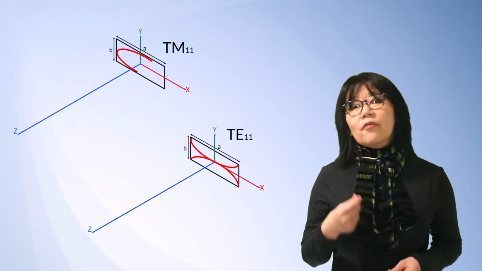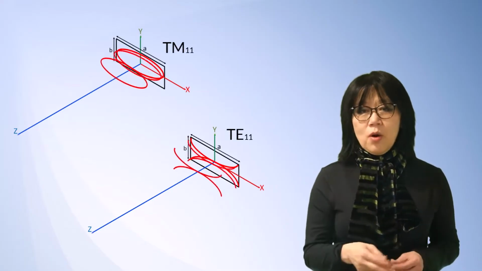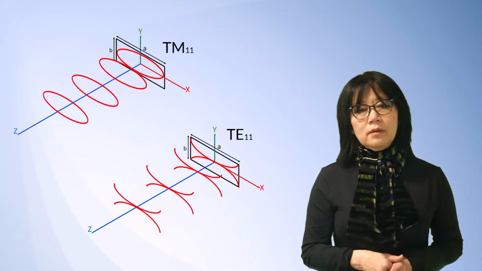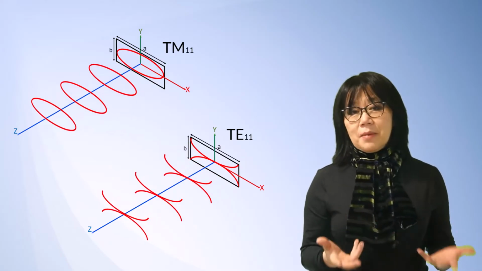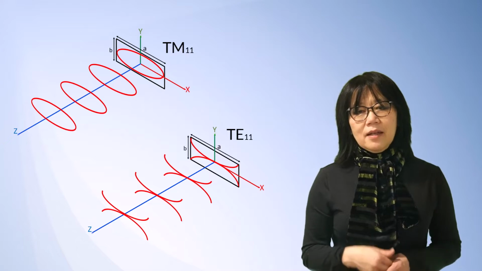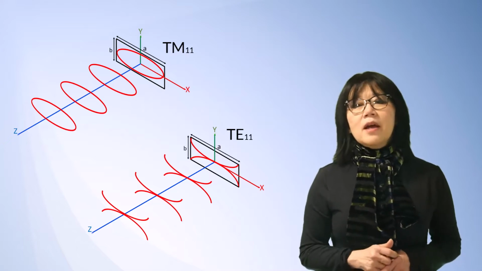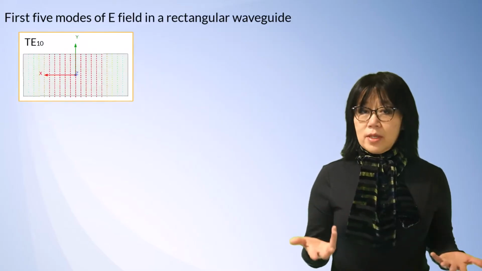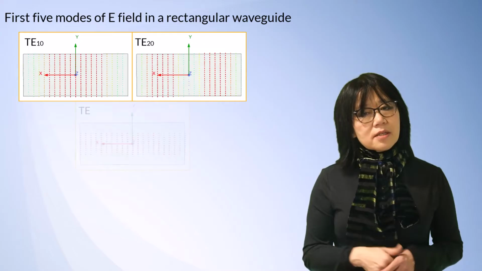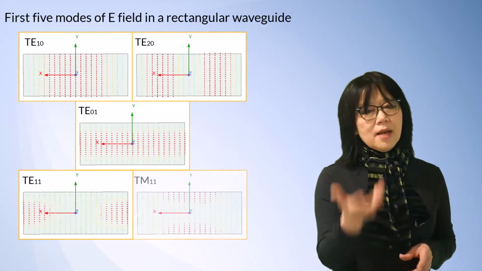And similarly, if the field varies in both X and Y directions, then we have a TE11 or a TM11 mode. These modes will have the same cutoff frequency, and we can identify them by viewing the field distribution. The first 5 modes in the rectangular waveguides are TE10, TE20, TE01, TE11, and TM11.